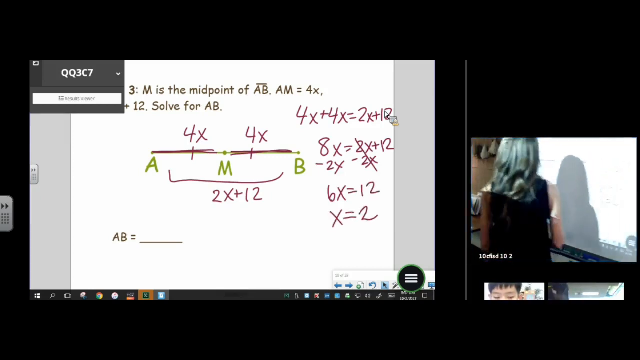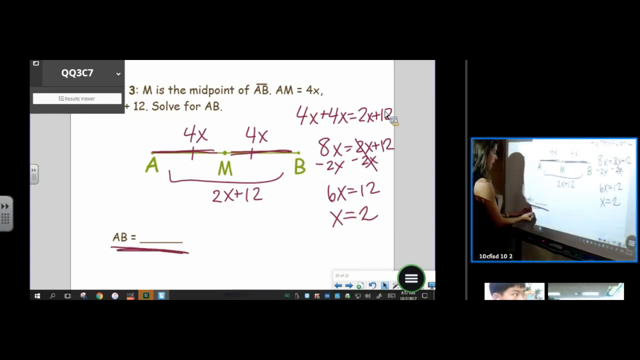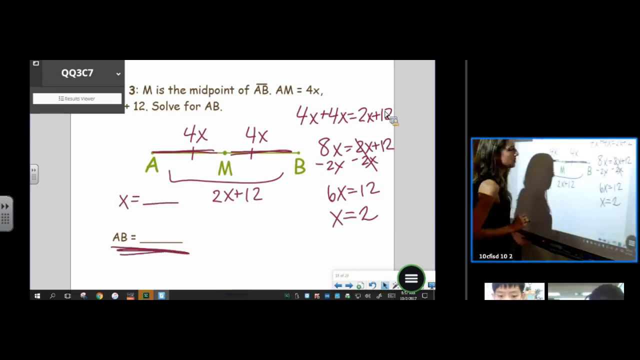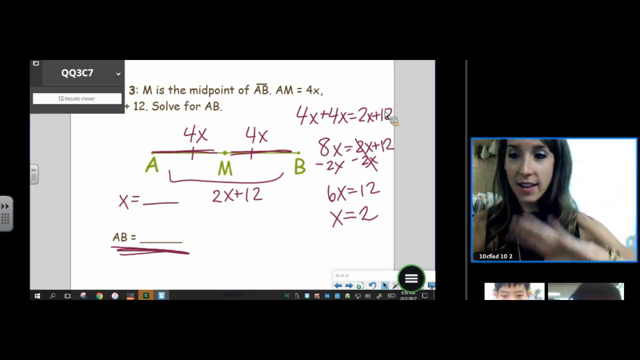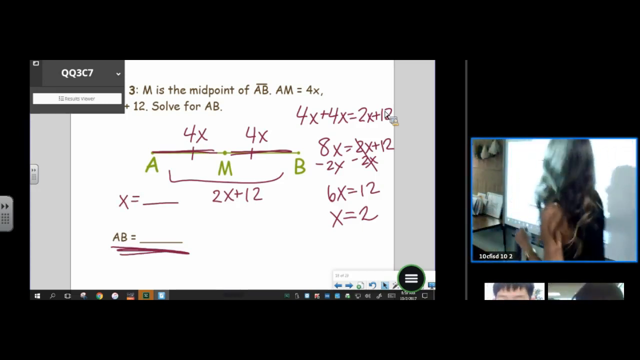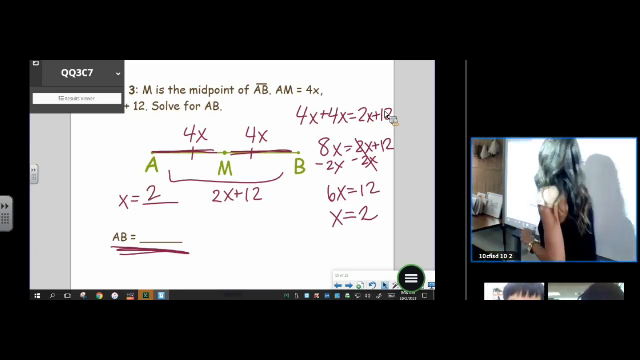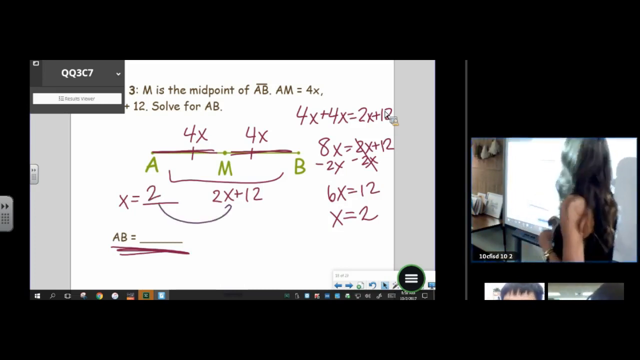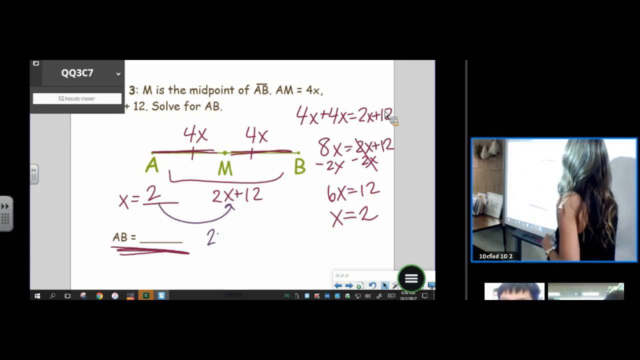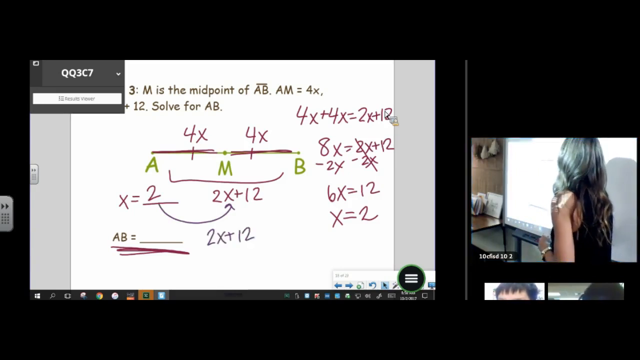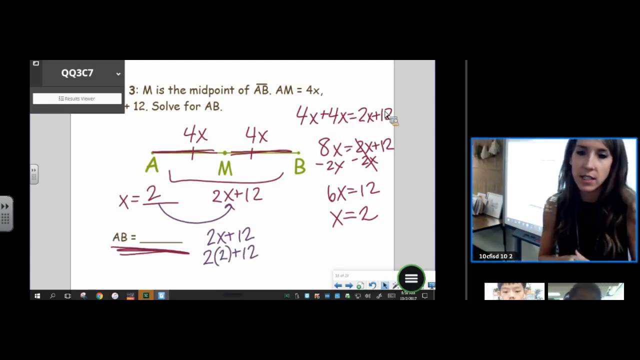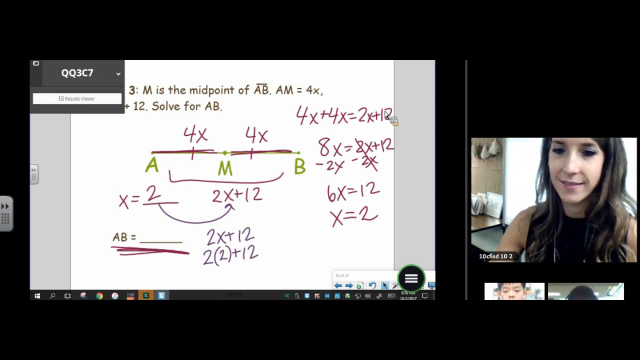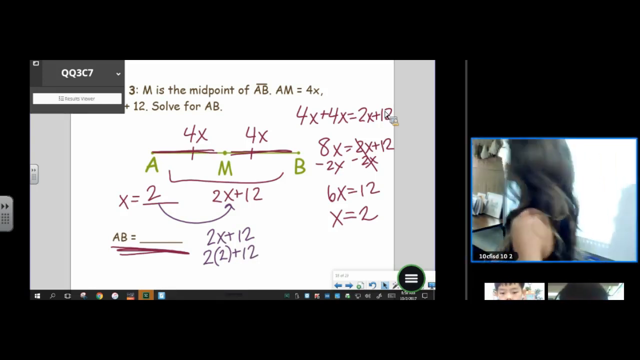Easy, easy. Now, whoa, they didn't have it blank for x equals. They wanted us to solve for AB. So we're not done when we find x. We're not done. X is 2. Take it and plug it in. AB is 2x plus 12. So instead of x, we put our 2 there. So final answer. Final answer, 16.